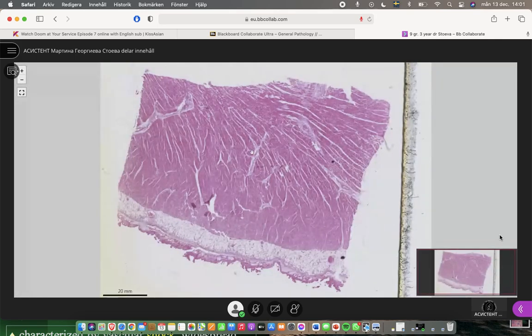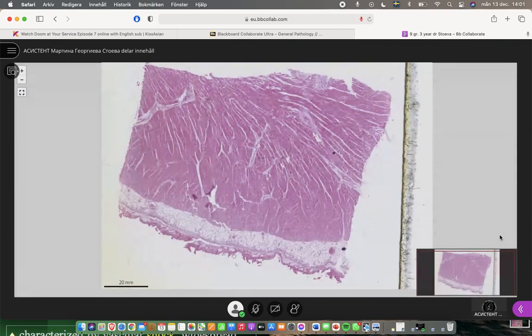The next slide is number 23, fibrinous pericarditis. In the morning, we already discussed the localized fibrinous pericarditis, which was over an area of a myocardial infarction.